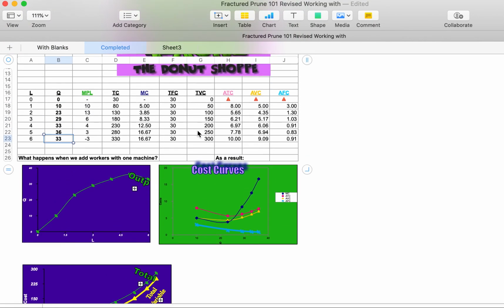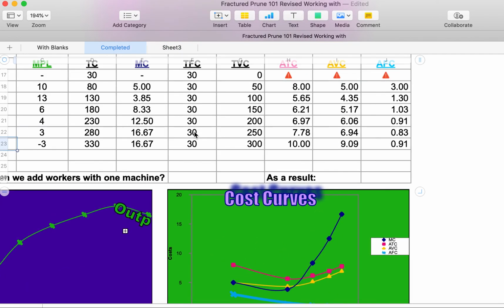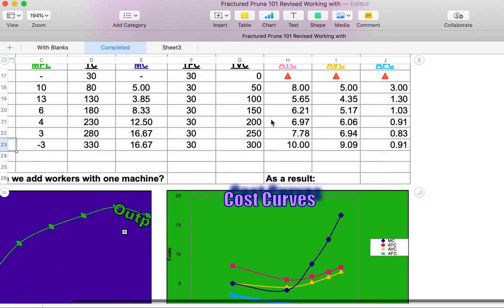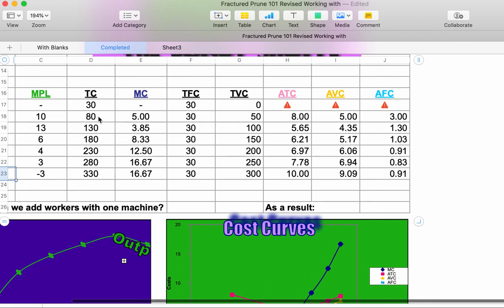Another neat little thing. Check this out. We already did total cost is equal to total fixed cost plus total variable cost. So 30 and 50 equals that 80. 30 and 130 equals that 130. 180 minus that 30 is that 150. That's the relationship there, but check this out. Look at these numbers. Your cost per unit is equal to your average variable cost plus your average fixed cost, isn't it? 8 is equal to 5 plus 3.